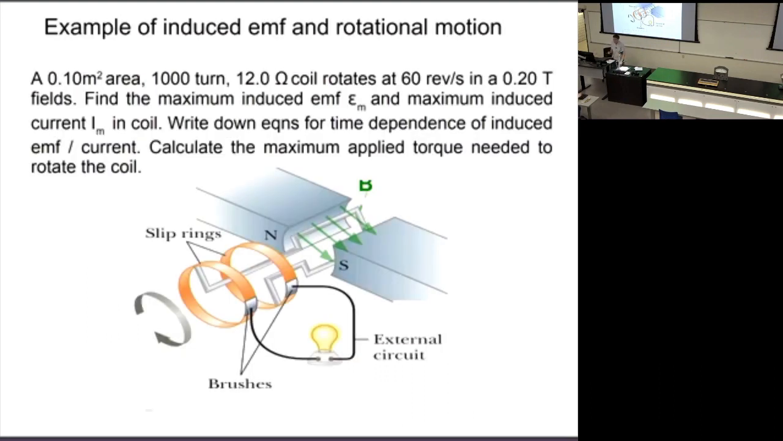Okay, let's do a numerical example. Let's end up with that. In this problem, it's all about this situation of a rotational-based electrical generator. We're told we've got a coil. We're told the area of the coil, the number of turns of the coil. We're told the resistance of the coil. We're told how fast we rotate the coil. And we're told the magnetic field that we rotate it in. Every one of those quantities is actually in the first line of this question.